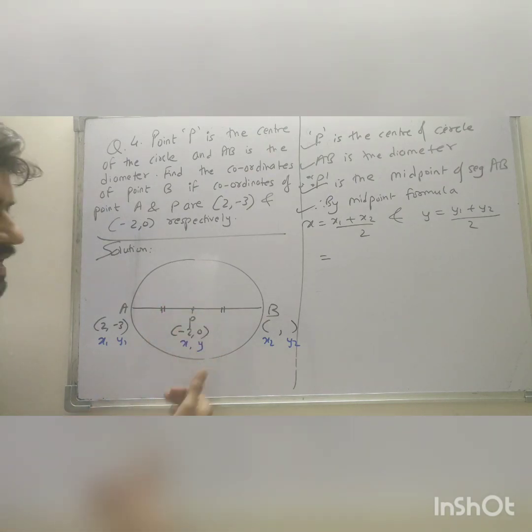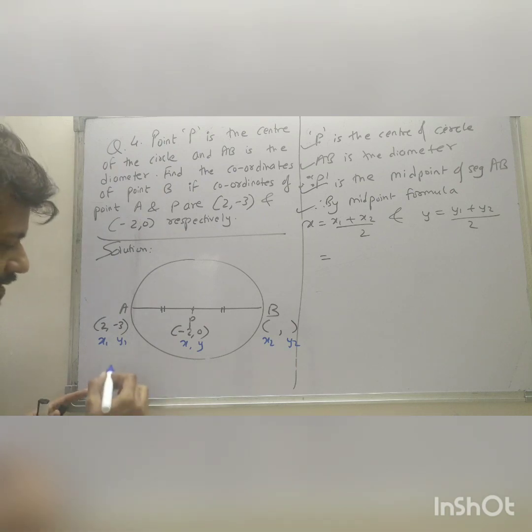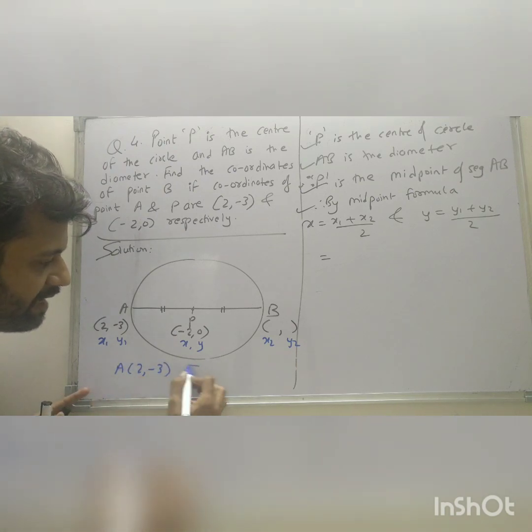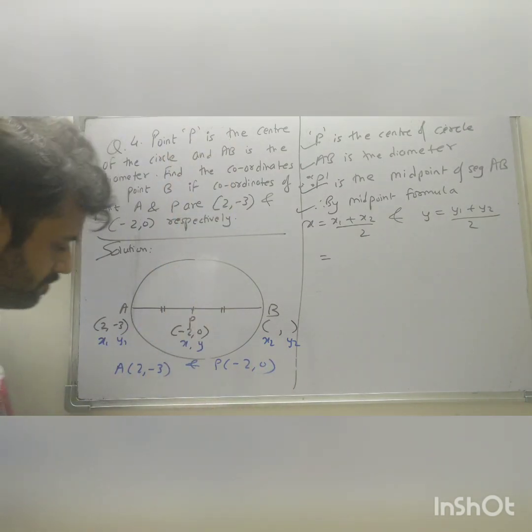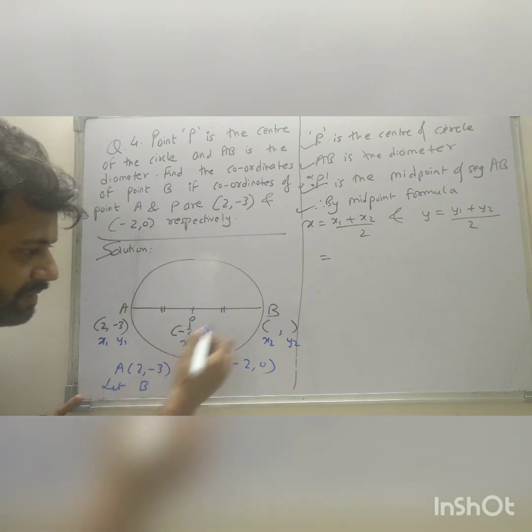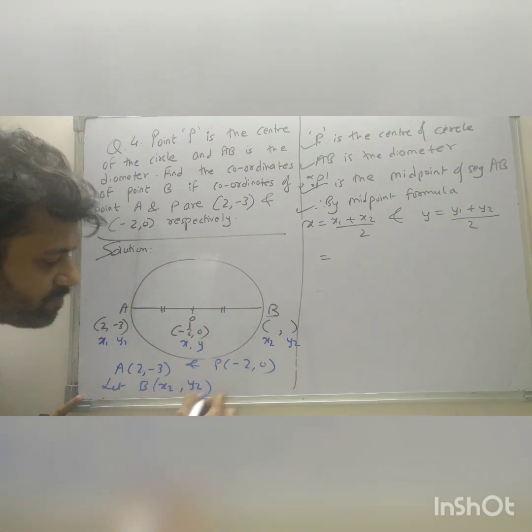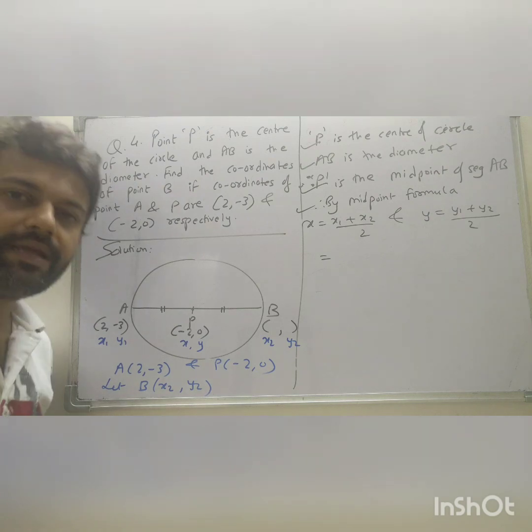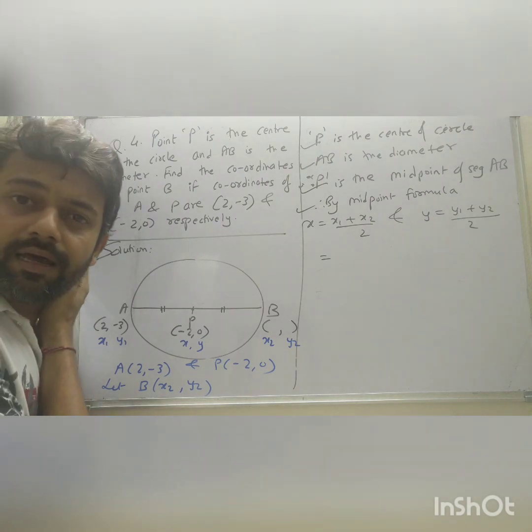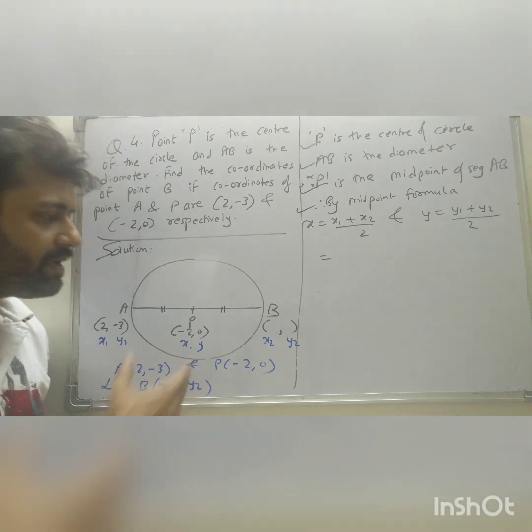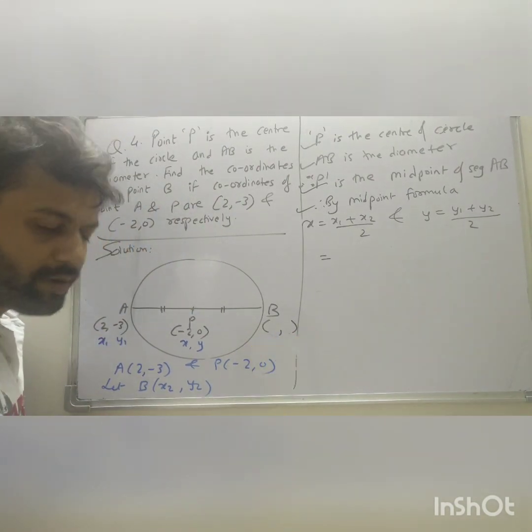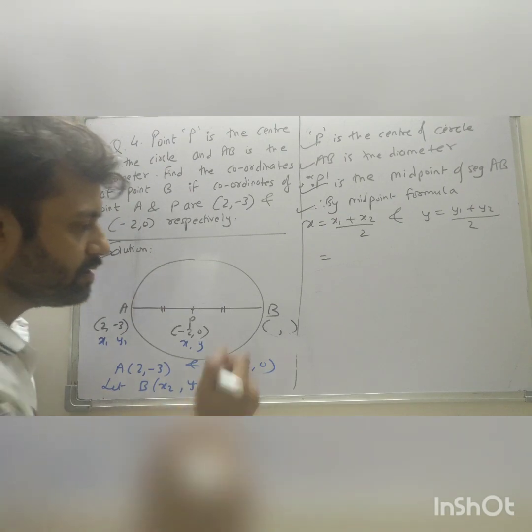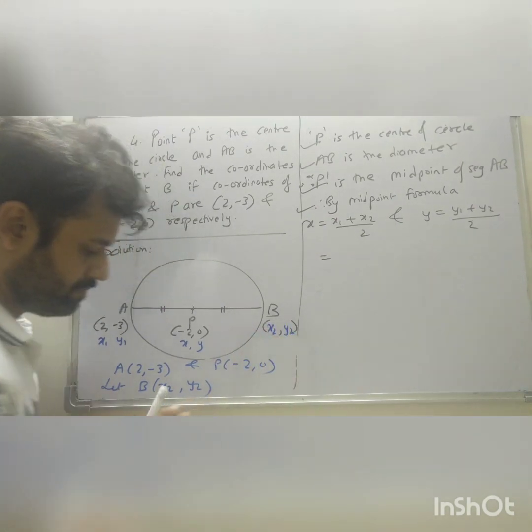So, below the diagram, one must write that A is 2 comma minus 3 and P is minus 2 comma 0, just copying the extract from the question. Let B point be x2 comma y2. You can make your assumption also. I am making assumption x2 comma y2. So this x2, y2, if you want, you can write inside the bracket also.